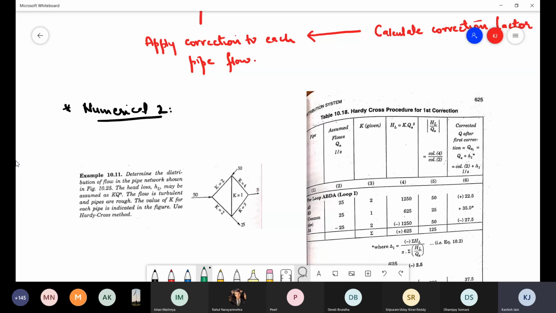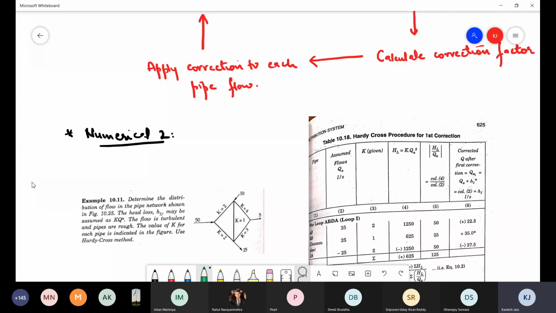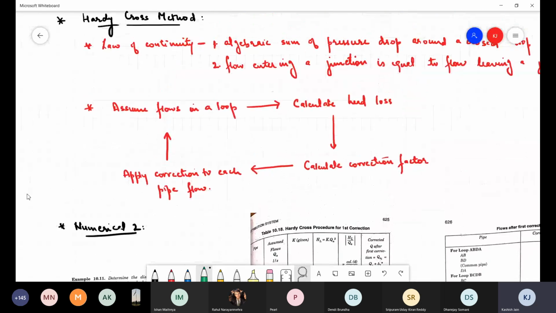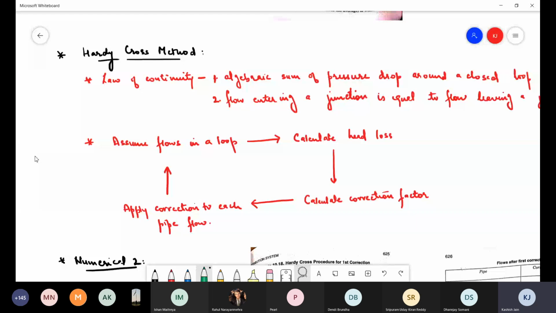And basically the Hardy-Cross method was analogous to the statistically indeterminate structures which we do in structural analysis, because he was basically a structural engineer and he used the same concept which is used in structural indeterminacy, the same concept in the water section, the pipe distribution network.